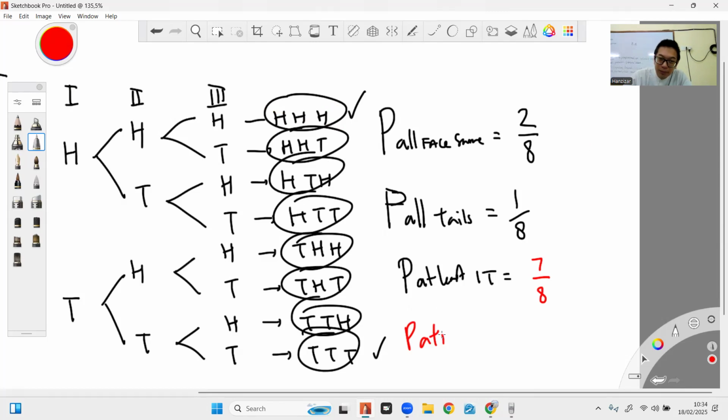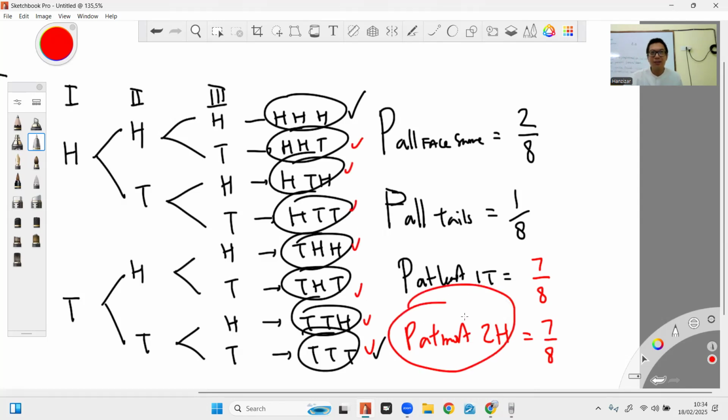At most 2 heads. Okay, at most 2 heads. Same, 7 over 8. No head, not this one also. Make sense? 3 heads, 1. At most 2 heads maximum. No head. Yeah. 1, 2, 3, 4, 5, 6, 7.